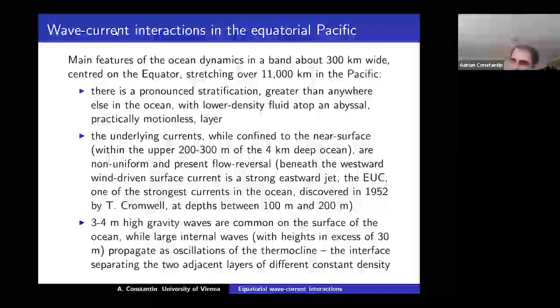And so you have, it's like an interface where the two densities meet, and you have surface waves. So you have surface waves and waves at the interface, and there are currents. And there are big differences between the two waves, because at the surface, it's gravity waves we are interested in. So it's 3-4 meters high. The ones at the thermocline, so at the interface between the denser and the less dense fluid, are much bigger, almost a factor of 10. And there's a difference in speed between the two. So they present different types of dynamical behavior.